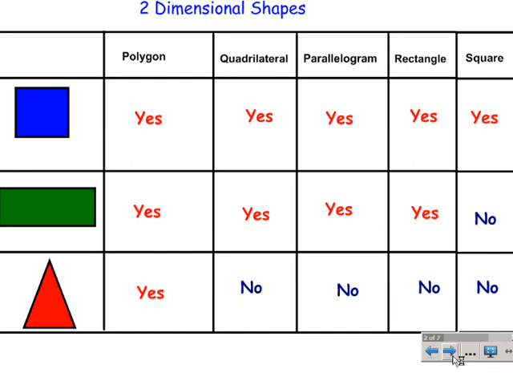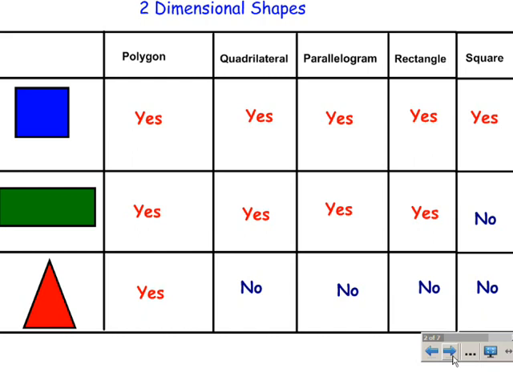For example, let's take a look at a square. A square is a polygon because it is a plane figure with straight sides. A square is also a quadrilateral because it has four sides. A square is a parallelogram because its opposite sides are parallel. And it's a rectangle because it has four right angles. And obviously, it's a square because all its sides are equal.